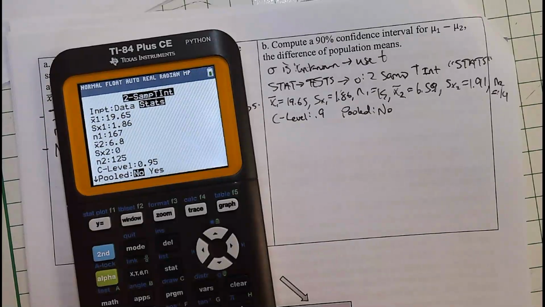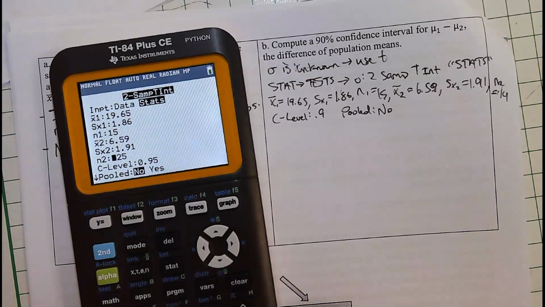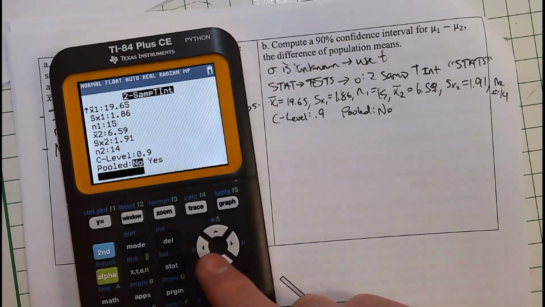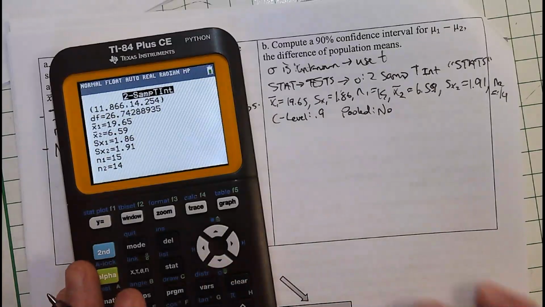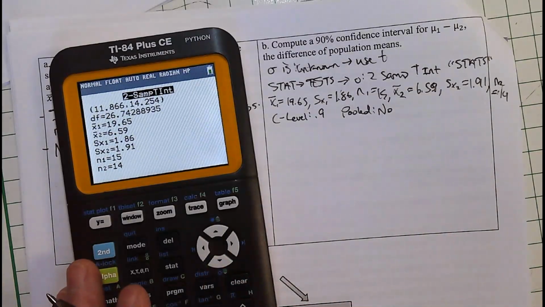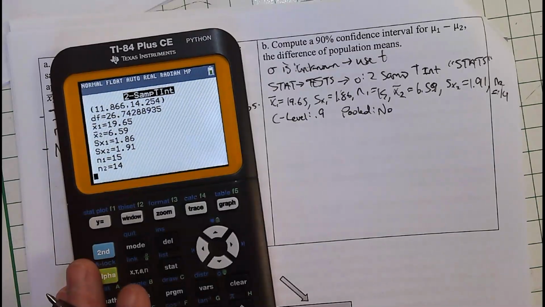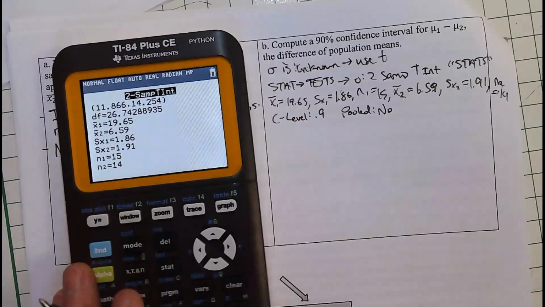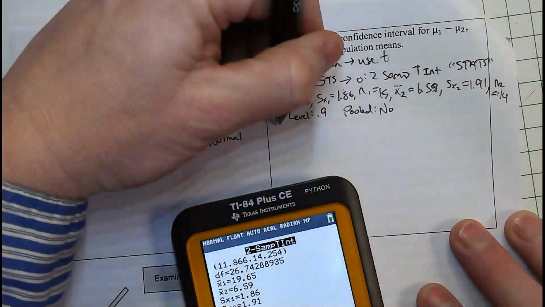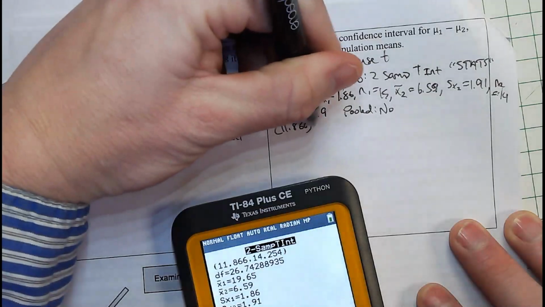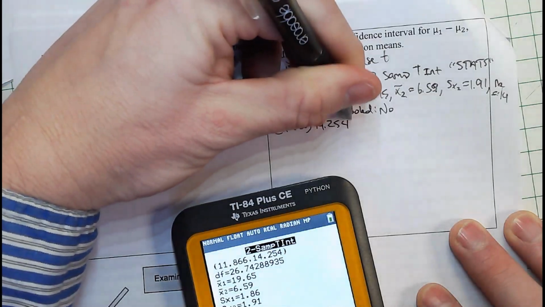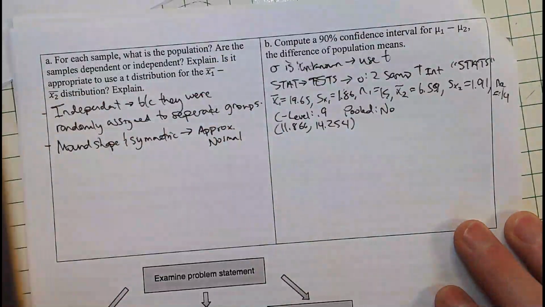1.86, 15, 6.59, 1.91, 14.9, no for pooled, calculate. So I get 11.866 and 14.254. So 11.866, 14.254. So that's my lower bound, upper bound.